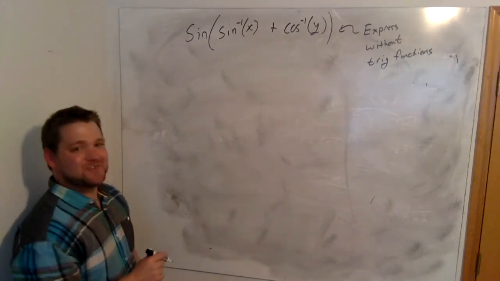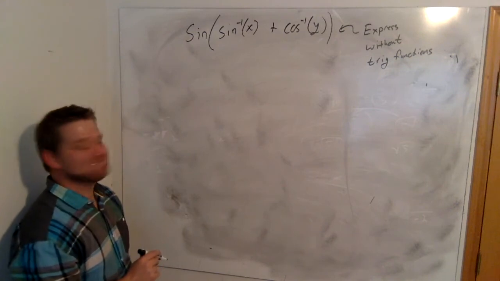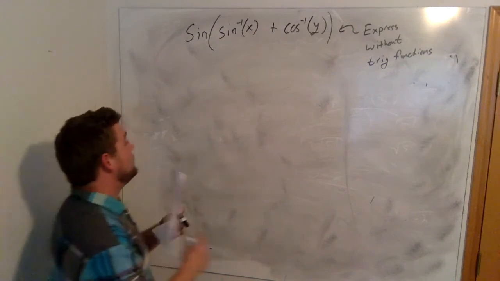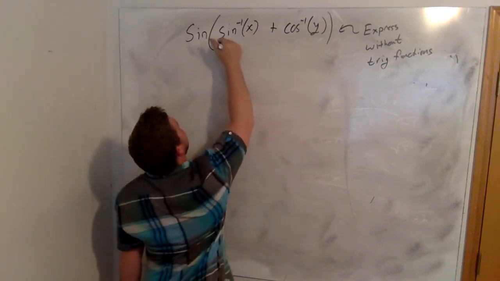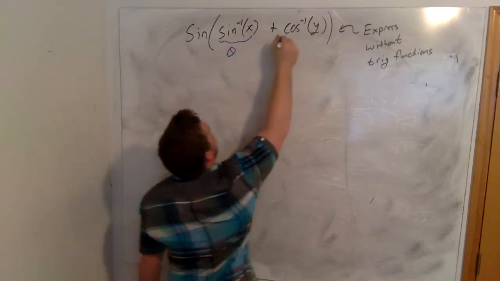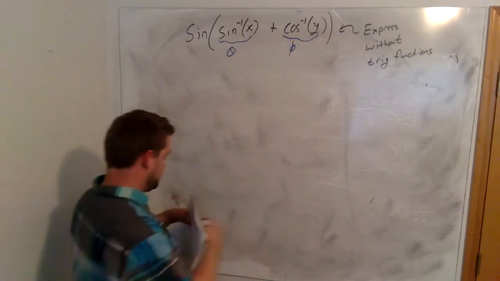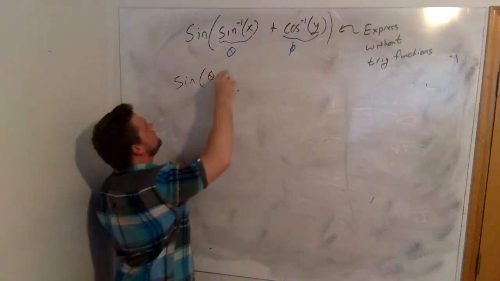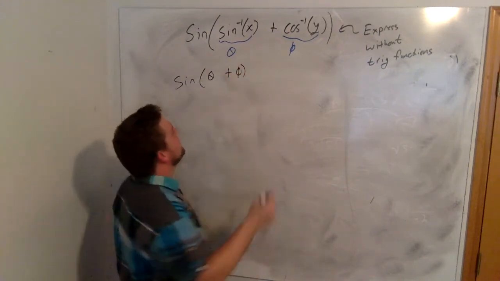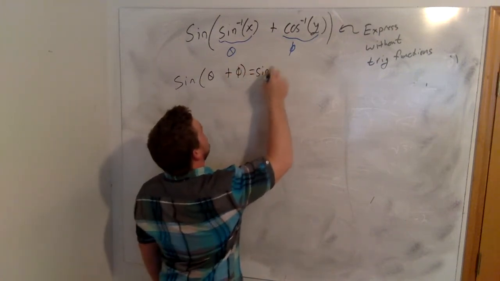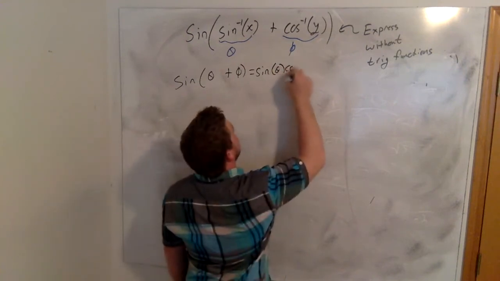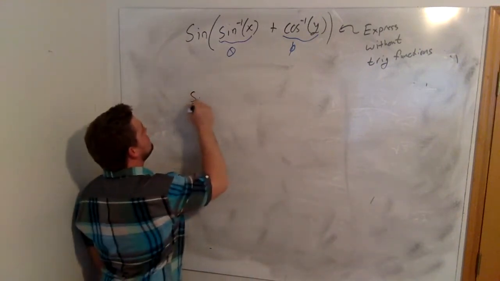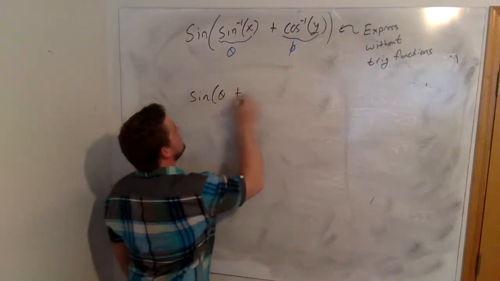Okay, maybe go ahead and pause the video and think about this on your own before we do it together. Similar to the last example, what do inverse trig functions do? They spit out angles. This is some sort of angle theta. This is some sort of angle phi. So we need to figure out what is the sine of theta plus phi. Let's write this down a little bit lower, give ourselves some room.